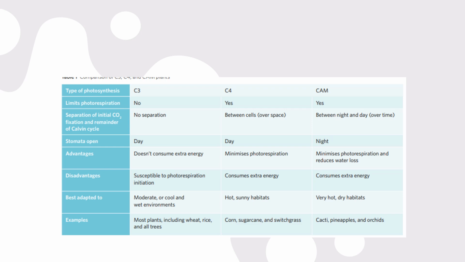On this last slide, I've just got a summary of the different kinds of plants and their different adaptations and why they've occurred. Here we've got C3, which is our general run-of-the-mill photosynthesis, where photorespiration is more likely to happen because they've got no adaptations. C3 plants have no adaptations to limit photorespiration, and they've got none of the adaptations that the C4 or the CAM plants have. So the disadvantage is obviously they're more susceptible to photorespiration, but they also don't consume the extra energy that the other plants do. This is most plants when we're talking about photosynthesis.